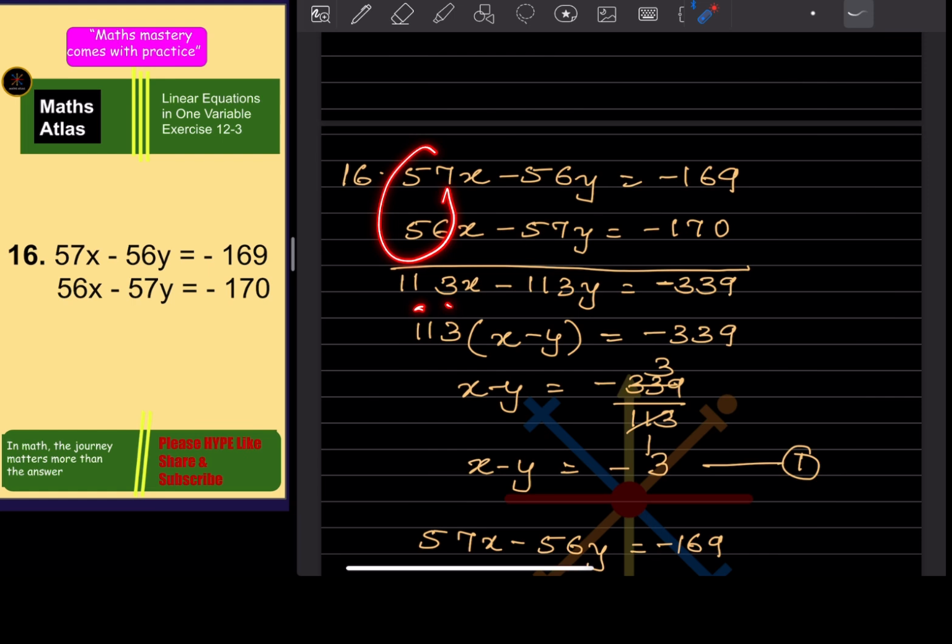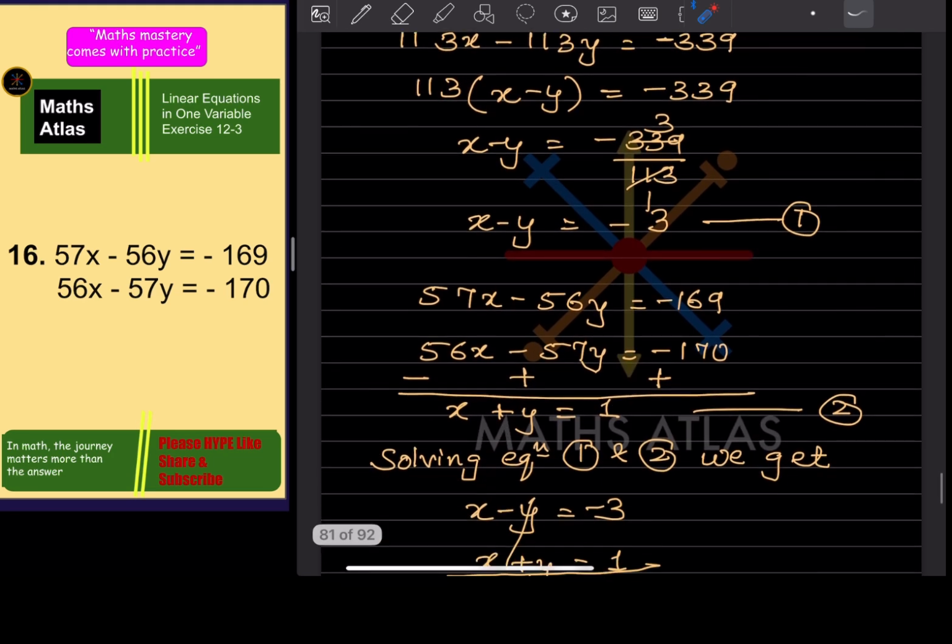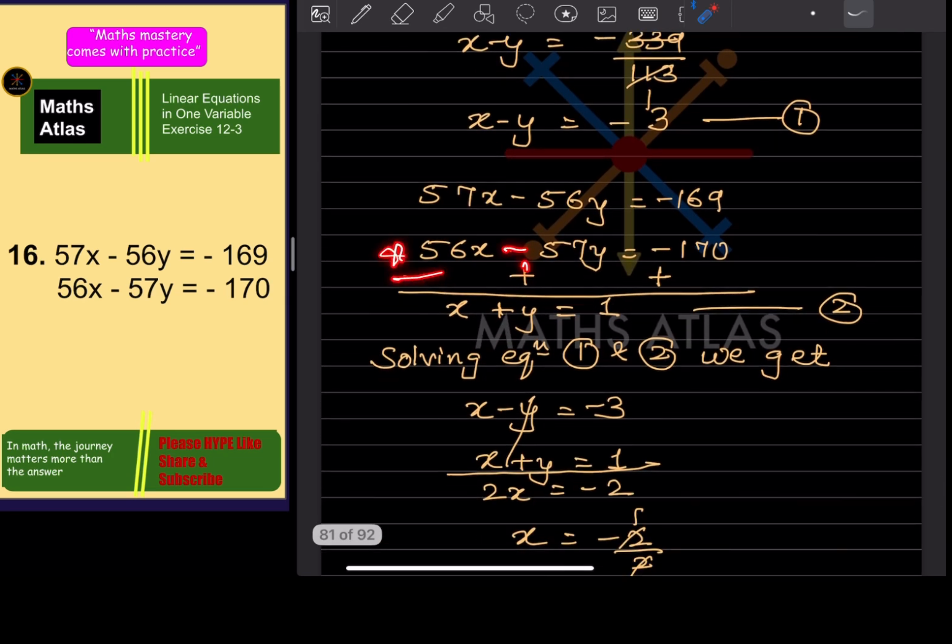So after adding this, you get this one equation. So from here you can take 113 common, so 113 times x minus y is minus 339. So x minus y will be minus 339 divided by 113. So x minus y is minus 3. When you subtract this one, this is going to be x, this is going to be y, plus 57 minus 56 will be y, and this will be 170 minus 169 will be 1. So this will be equation number 2.